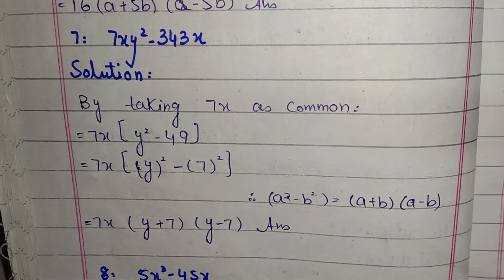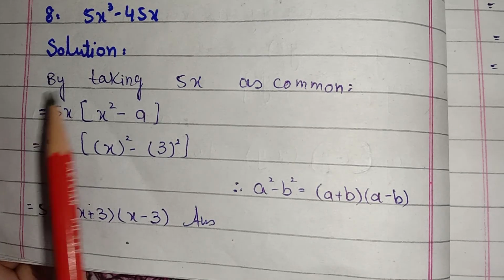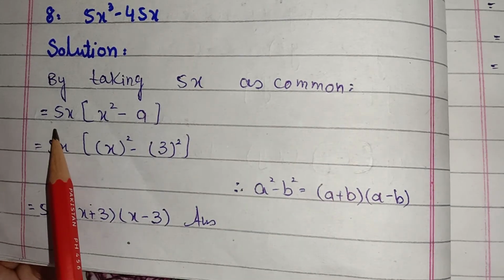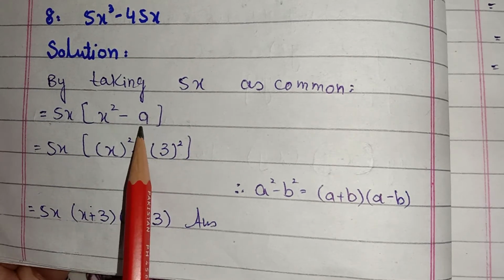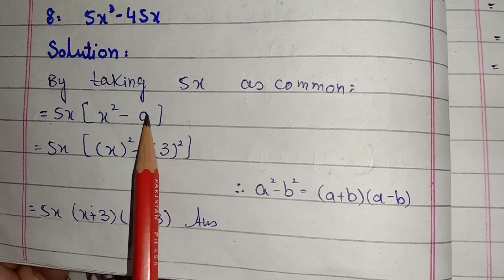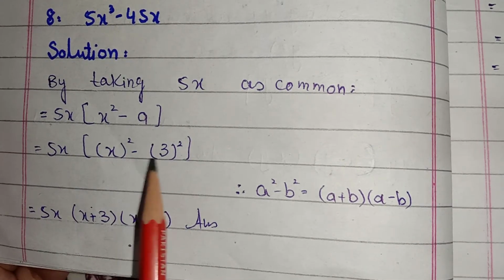This is our answer. Now we start the solution by taking 5x as common. Here we have 5x common term. Within a bracket we have left x square minus 9. X square is the square of x and 9 is the square of 3. So we will write 5x into x whole square minus 3 whole square.